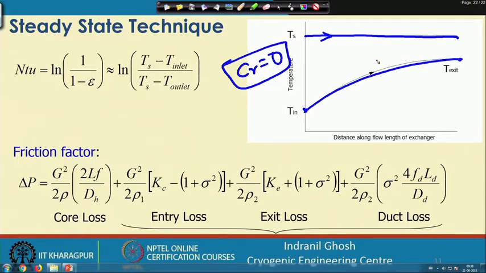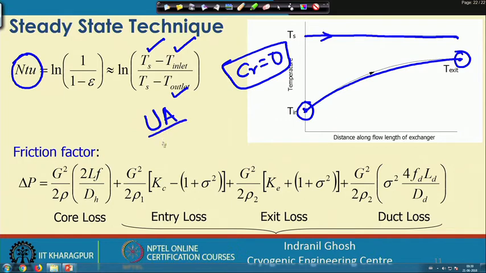In this condition, we measure the inlet temperature, the exit temperature and the flow rate of air. The condensing steam temperature is already known, depending on the pressure of the saturated steam. So, we have an idea about the NTU, which is UA by C min. This C min is nothing but the air heat capacity.